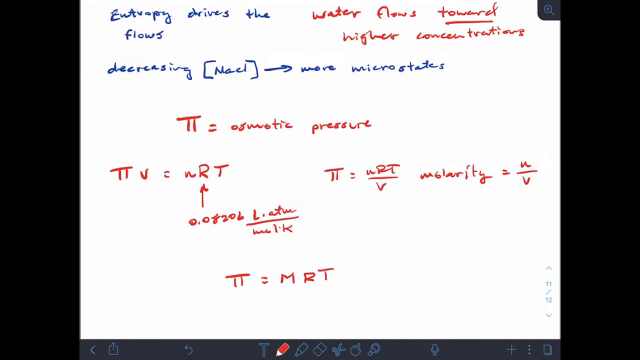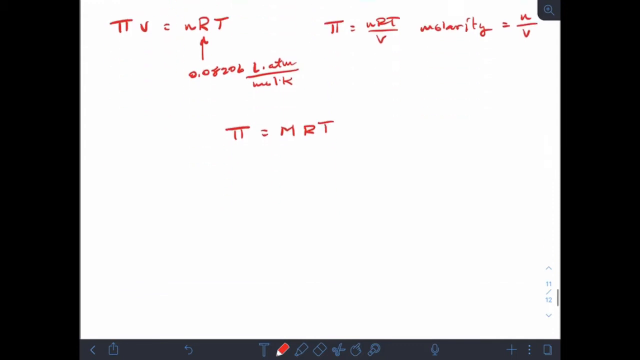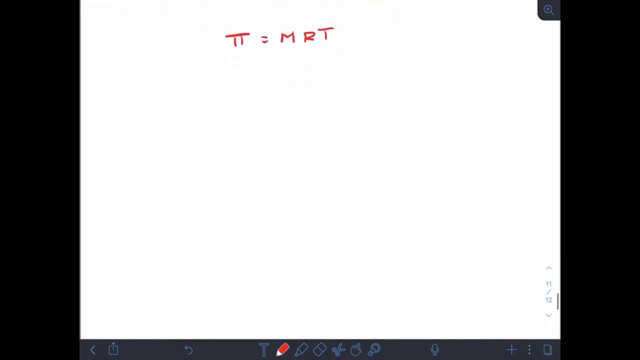Now, let's take and do an example problem using osmotic pressure. So let's find molar mass from osmotic pressure.